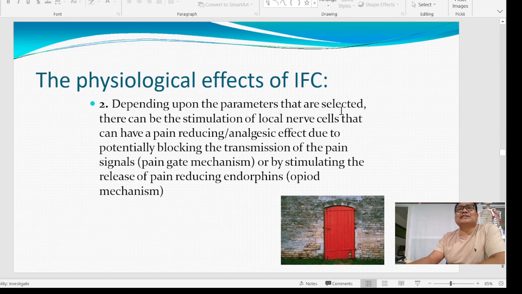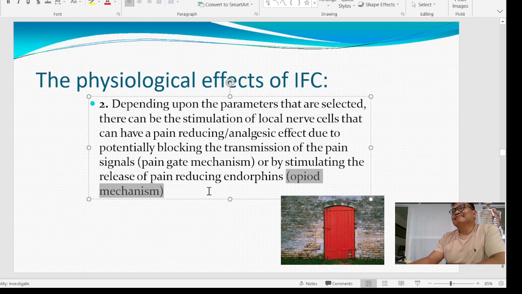So, depending on the parameters that are selected, there can be the stimulation of local nerve cells that can have a pain reducing analgesic effect due to potentially blocking the transmission of the pain signals, or by stimulating the release of pain reducing endorphins, the opioid mechanism. So see, sensory. This one is retinal. Wala sa noxious. Di ba? Ang noxious, dito na siya sa tunga.